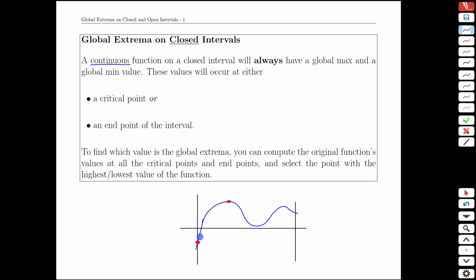Even better, we can guarantee that those global max and mins will occur at either a critical point, say like this point here, or where we ended up cutting off the interval at some endpoint of the interval.